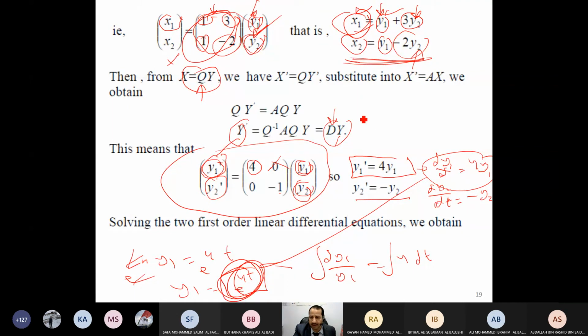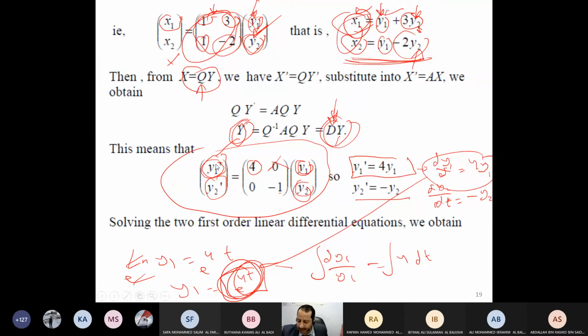Then I need to find Y. It's like a substitution, function of a function. Okay? Then I want Y. To find Y, I need to solve Y dash equals D Y. I have D Y. I solve it, and then I come back here to solve it to find x1 and x2.